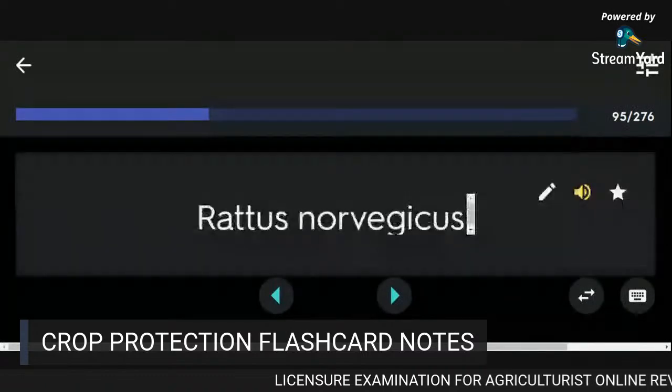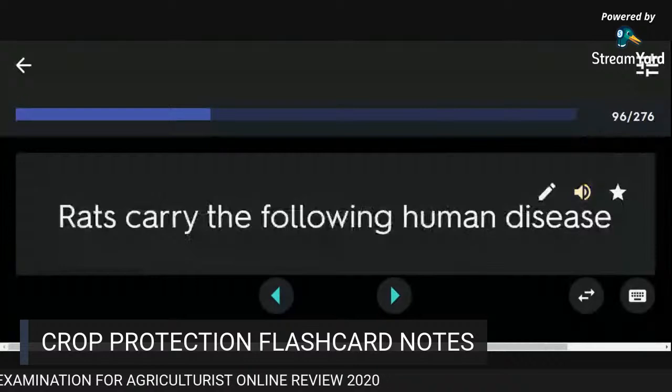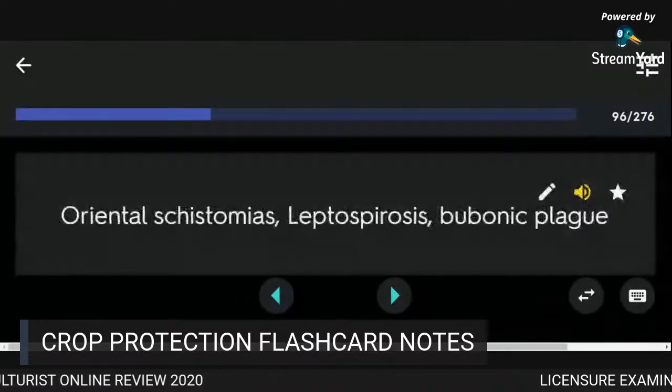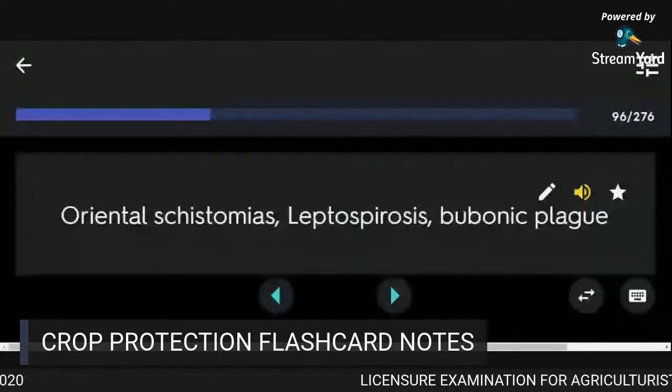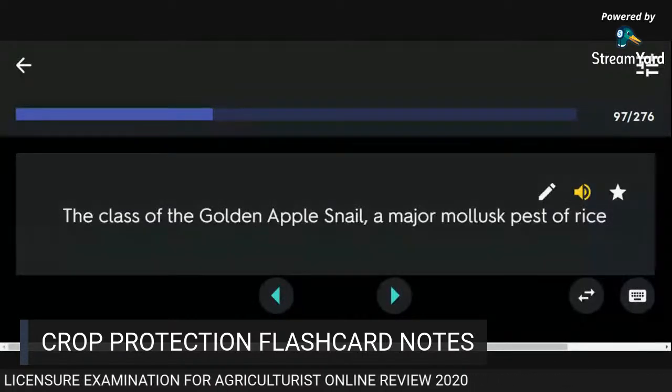Rats carry the following human diseases. Oriental schistosomiasis, leptospirosis, bubonic plague. The class of the golden apple snail, a major mollusk pest of rice. Gastropoda.